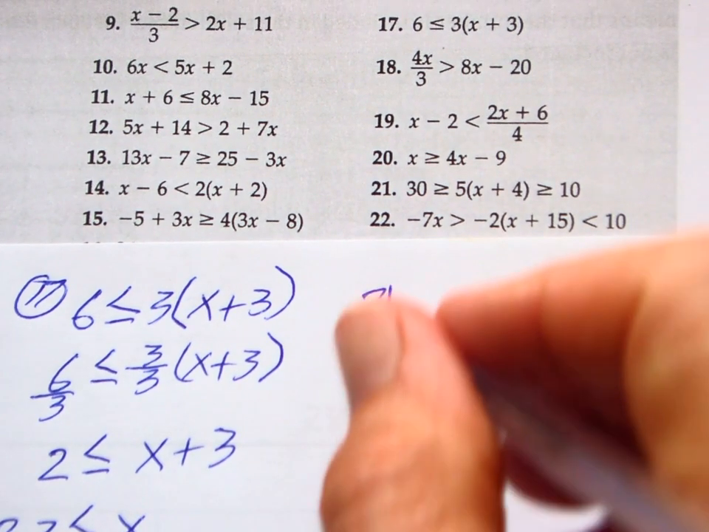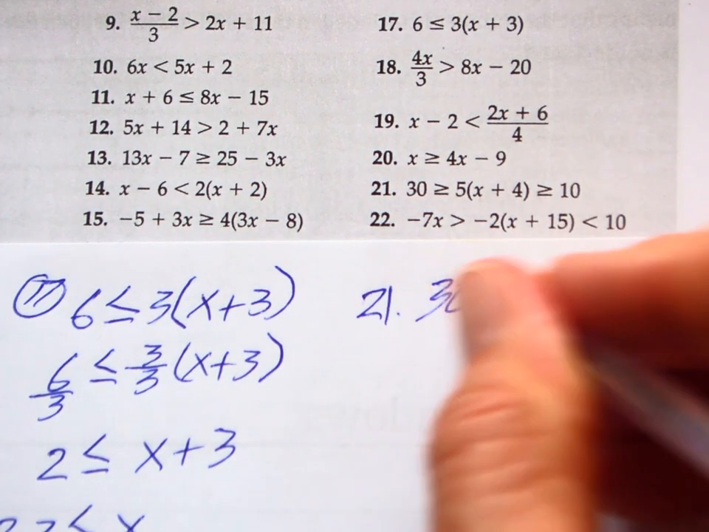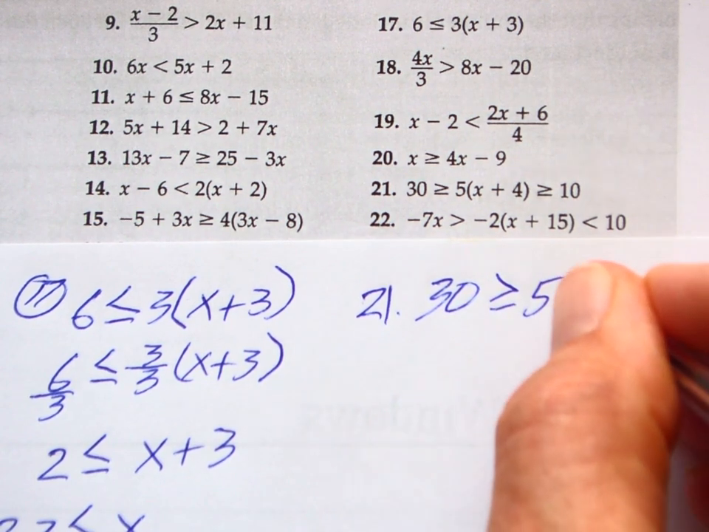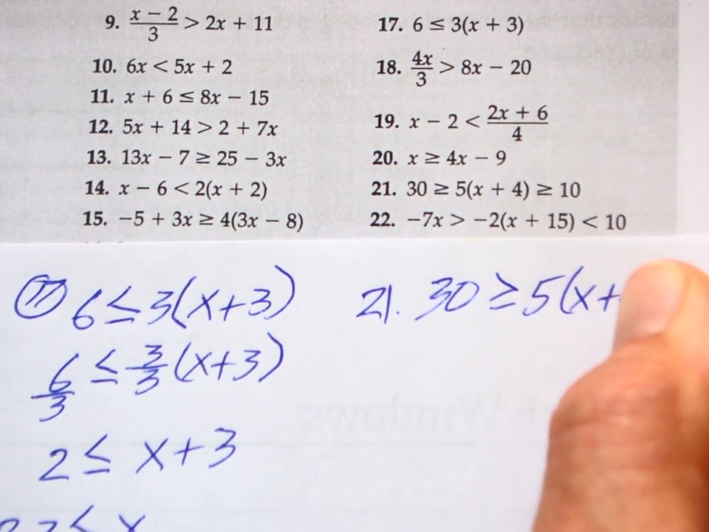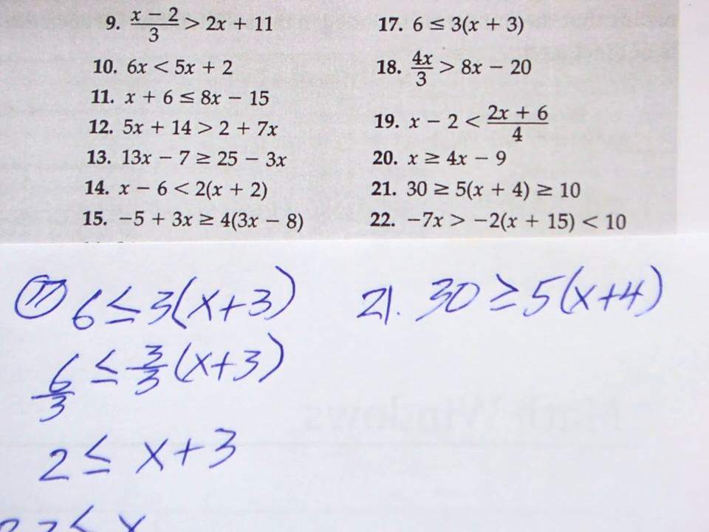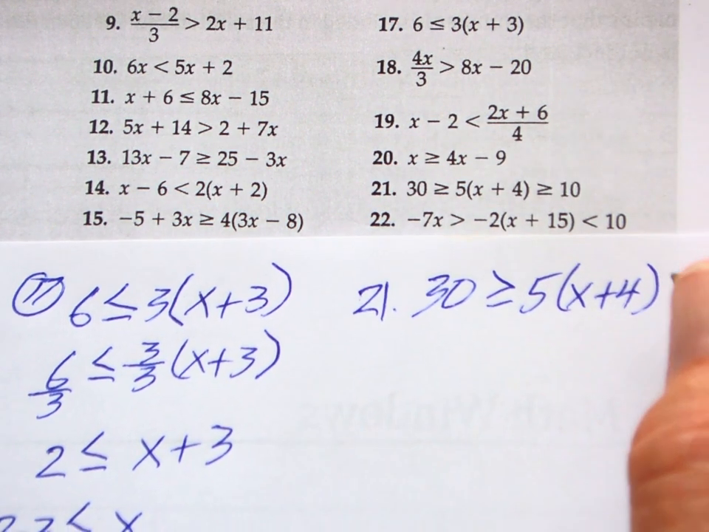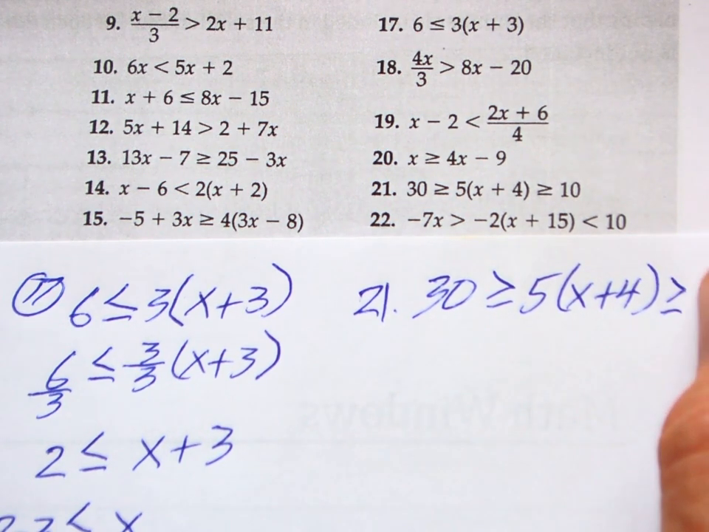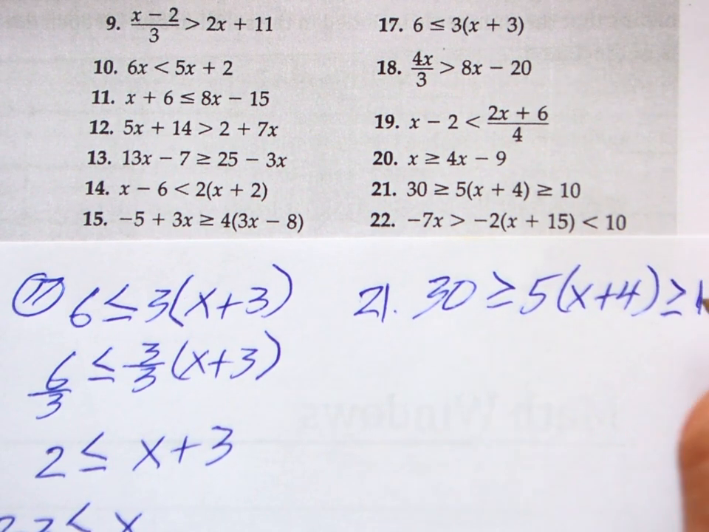21. 30 is greater than or equal to 5 times x plus 4. By the way, you can do the other ones. I just can't do them all, it would take way too long of a recording. But you can practice it on your own. And remember, the answers are just the next page or so. The answers are all there on your guide.